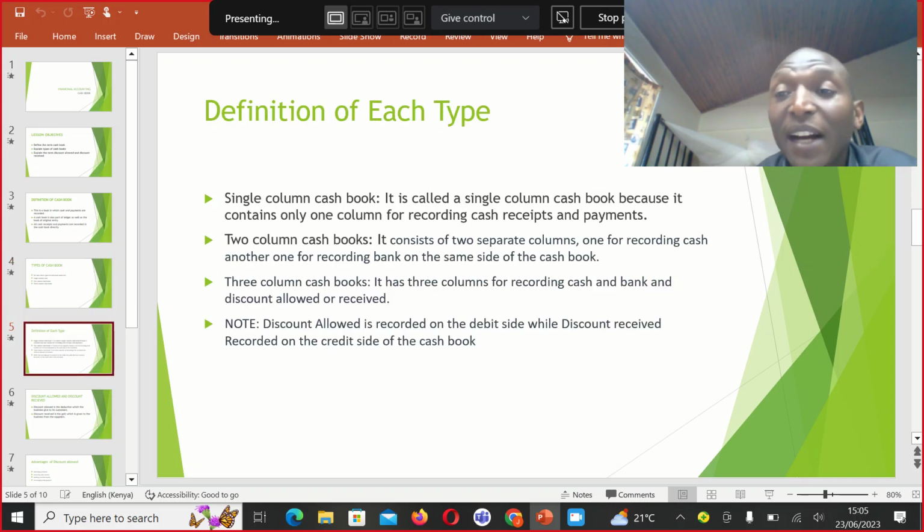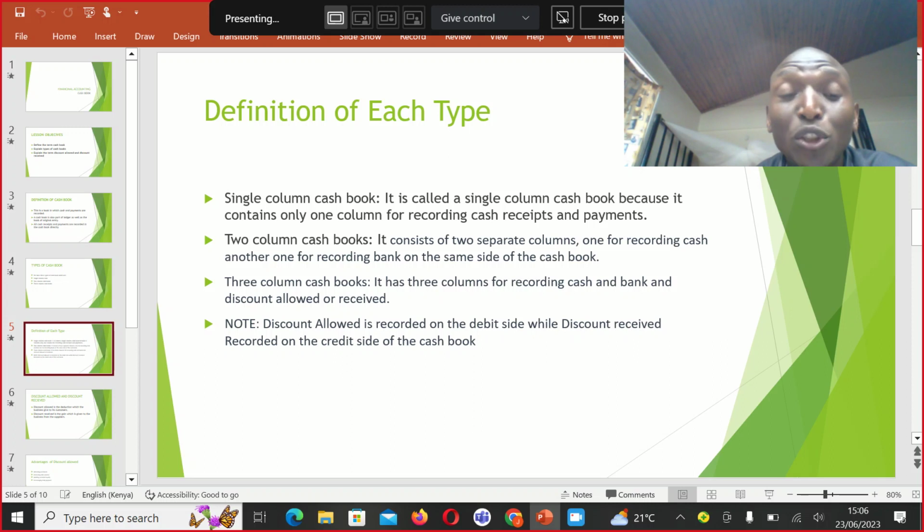Now we want to define each type of cash book, starting with the single column cash book. It is called a single column cash book because it has one column where we record payments and receipts. Remember that a single column cash book can be the cash book or it can be the bank, but they are maintained separately, and each has one column where we record payments or receipts.